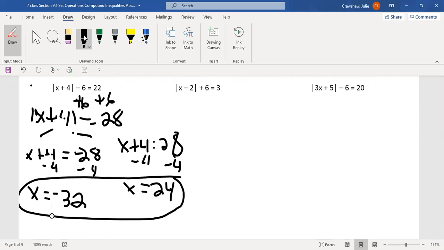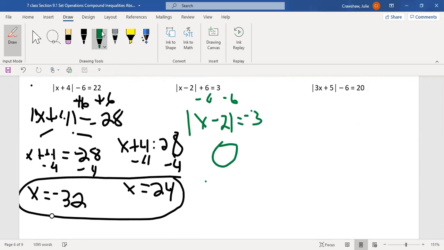For the second middle equation, I'm going to subtract my 6. And I get the absolute value of x minus 2 equals a negative 3. Since absolute value can't be equal to a negative number, that's simply no solution.